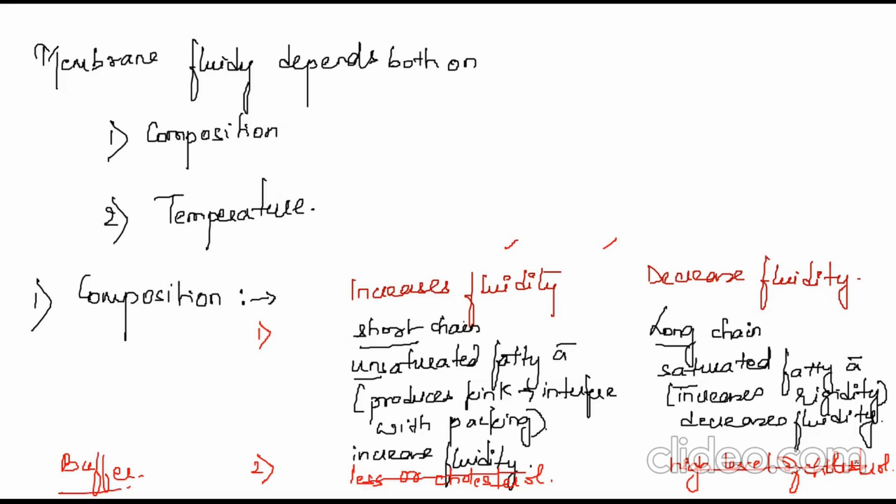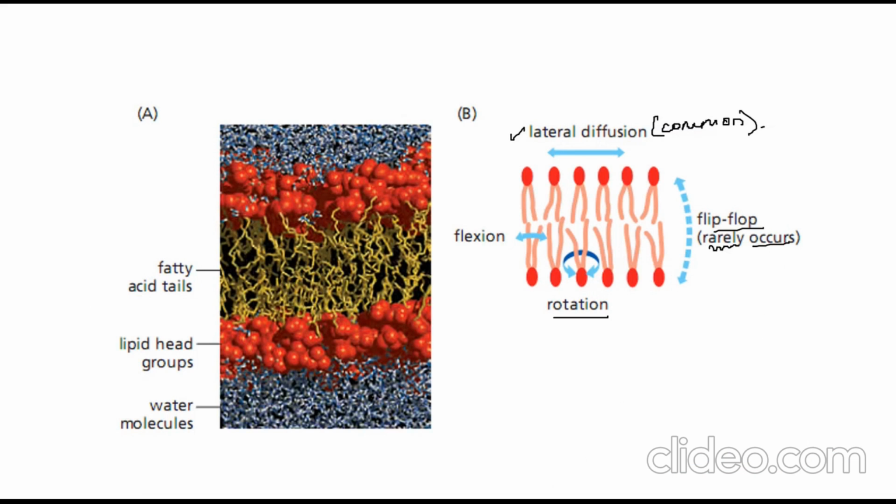Okay, next is what we studied, that lateral diffusion is a diffusion process, that is, one lipid molecule can move laterally either here or here, and they can do rotation in their place. The flip flop movement is very rare, that is movement of the lipid from the outer to the inner leaflet or the inner to the outer leaflet.